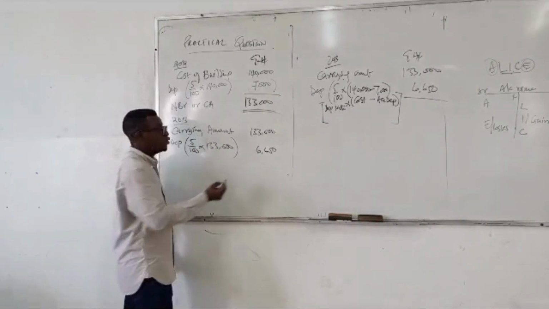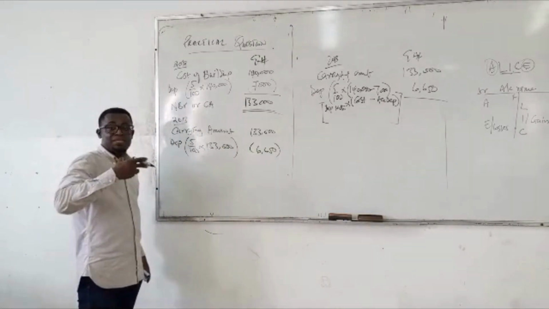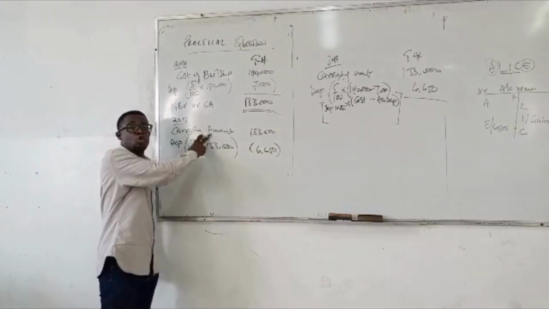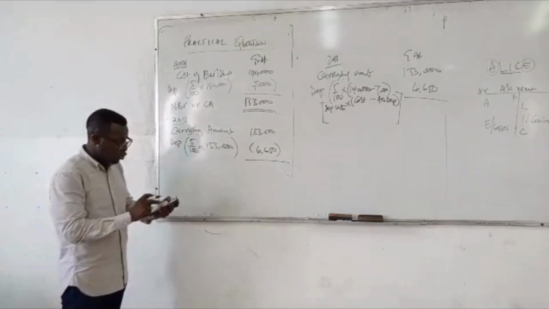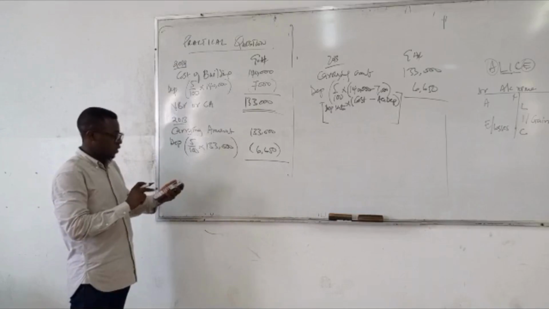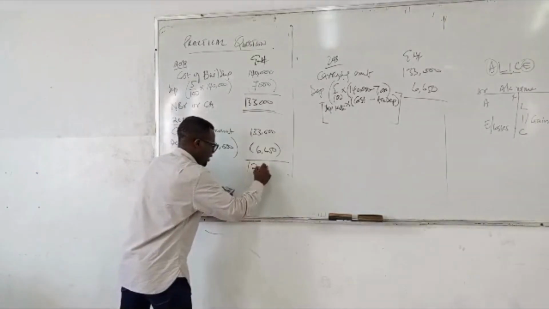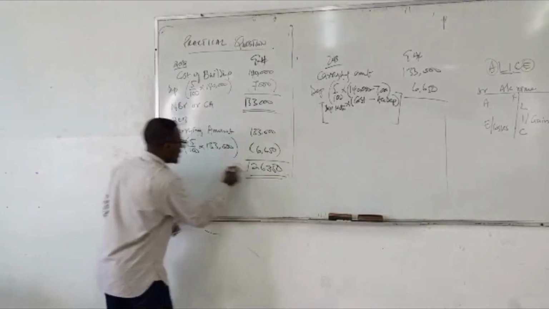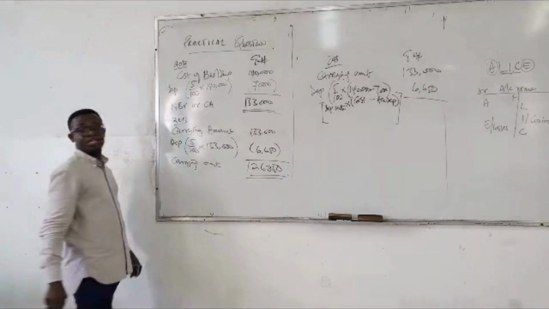Therefore, what do we do? To find the net value, as I said, net means something has been deducted from the current amount or the book value to give us a new net book value. Therefore, we say 133,000 minus 6,650, which gives us 126,350. This becomes the current amount for 2013.